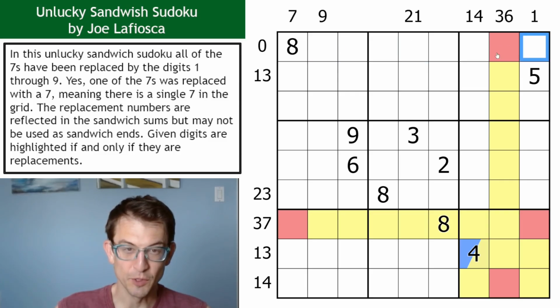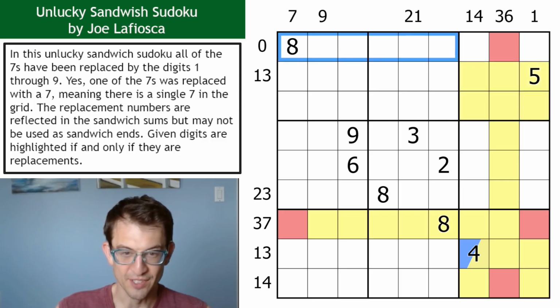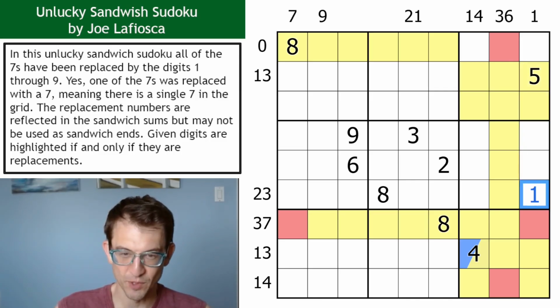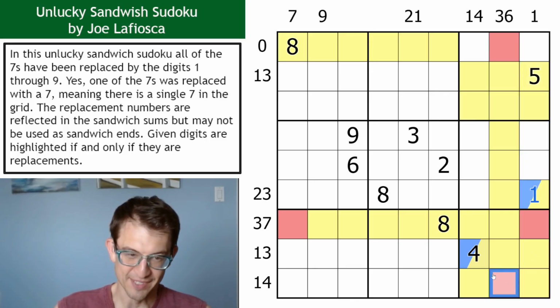So this is 0, which means one of these is crust. I don't know which one though, so I'm going to just highlight all the others as not crust. And this is 1, meaning this is a 7 that's really a 1. Whoops. Because the only way to make a 1 in a sandwich, because this is going to be 1 or 9, this can't be it because it's here.